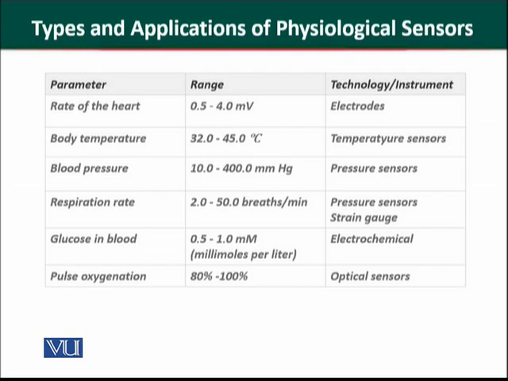Blood pressure and respiratory rate, these two are the vital signs which are related to pressure. So different types of pressure sensors, including strain gauge, are used to determine blood pressure and respiratory rate. Glucose level in the blood is determined by electrochemical method, and the pulse oxygenation or the oxygen saturation in the blood is measured by optical sensors.